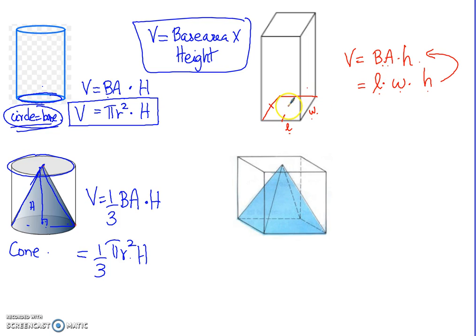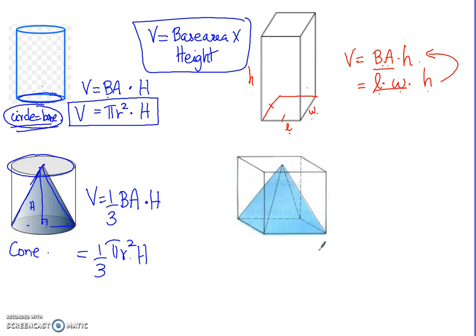If this is a pentagon, you have to put the base area of a pentagon. So depending upon what's the shape of the base, you have to change the formula here. If this is a triangle, you will put the area of a triangle here instead of base area. So whatever is the shape of the base, it determines the formula that comes here. And the height is just the height of the prism, the height.